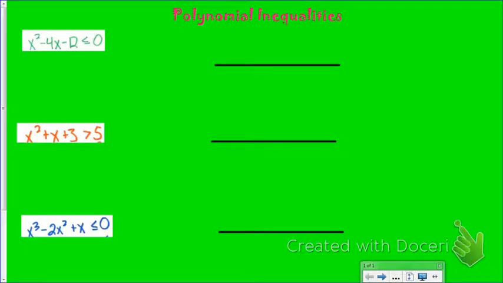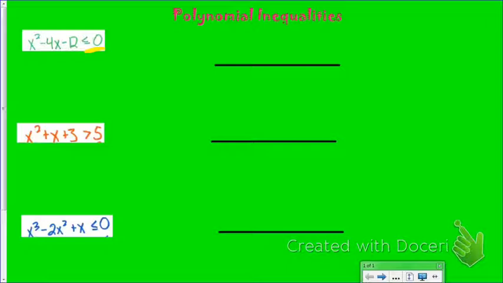Alright guys, we're going to do some more Algebra 2 review, and now what we're going to look at is how to solve polynomial inequalities. So if you think about an inequality, we're trying to find where something is greater than or less than a certain number. Now, what's going to be the easiest is when we're looking at these values in terms of being greater than or less than 0.